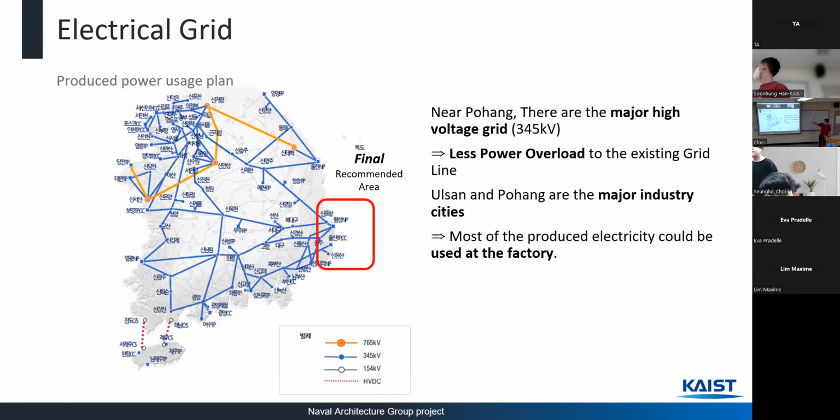Also, just a little note: if you look at the electrical grid around Ulsan, there is a power plant, so there is a major high voltage grid. It's going to connect the wind farm, and that will decrease the risk of power overload. Also, Ulsan and Pohang are major industrial areas, and industry requires a lot of energy. So for this reason, it's a good idea to implement the wind farm here.